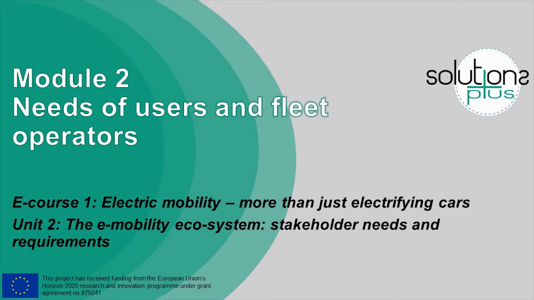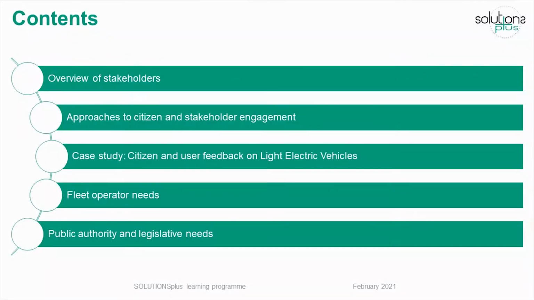This video will cover Module 2 of Unit 2 of E-course 1. Module 1 of this unit looked at the different roles of actors in electromobility, and this module follows on by looking at user needs. We start by giving an overview of the stakeholders and then the approaches to citizen and stakeholder engagement. We then look at a case study of citizen and user feedback regarding light electric vehicles. A different presentation will then follow on with fleet operator needs and the needs of public authorities and legislative needs.